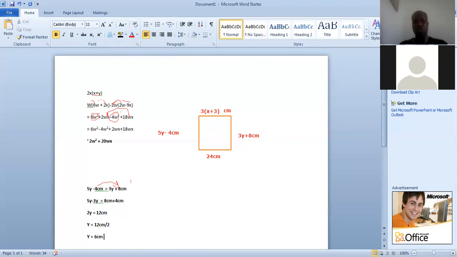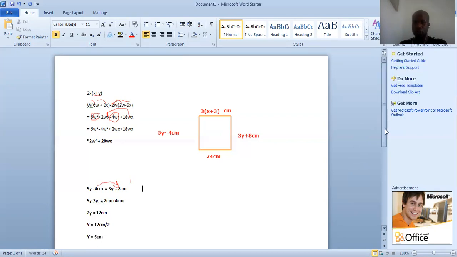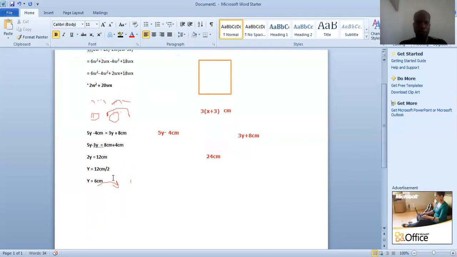So we have already solved it. We found out what y is equal to. Let's find out what x is equal to. Let me just insert it. Let me go down. I want to find out the value of x right now. x, find the value of x.